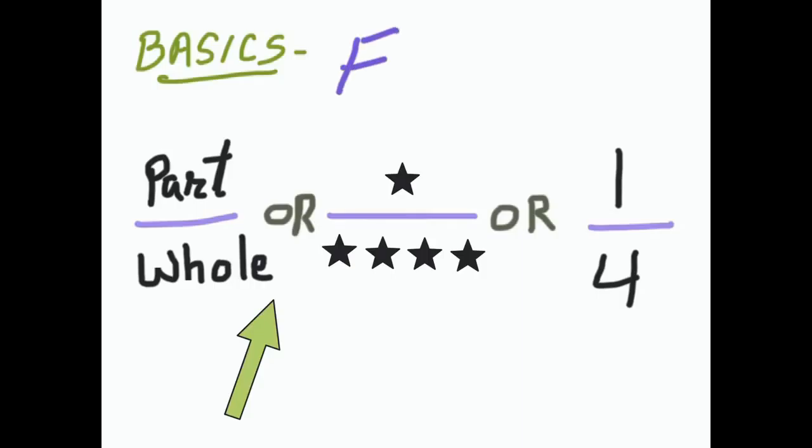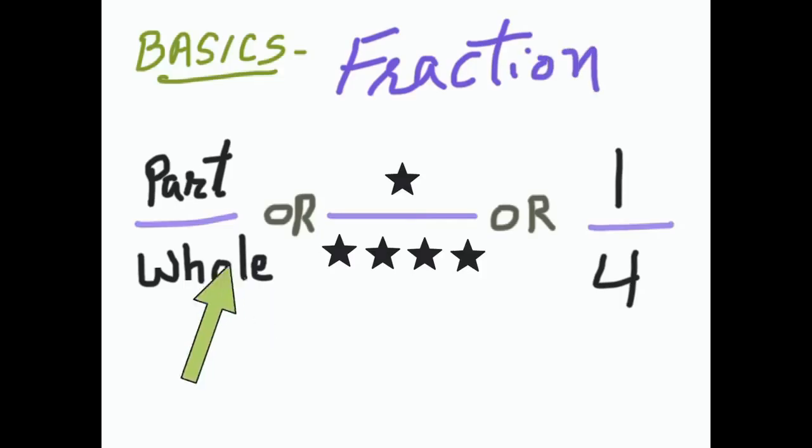So, fraction. A fraction is part of a whole. We learned that a part of a whole written this way is called a fraction. Now we took an example of stars. If we write one star divided by 4, it represents that one star is part of the whole 4 stars.